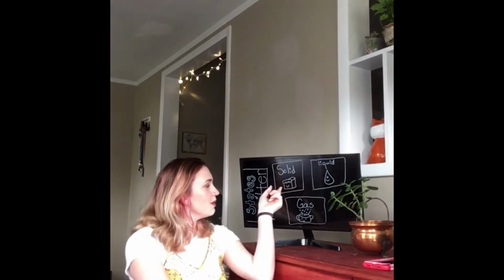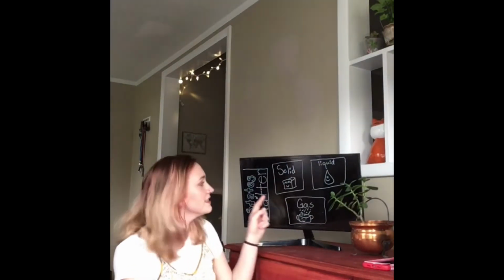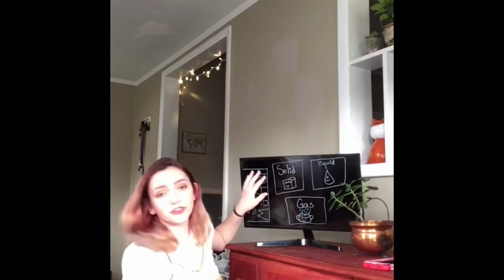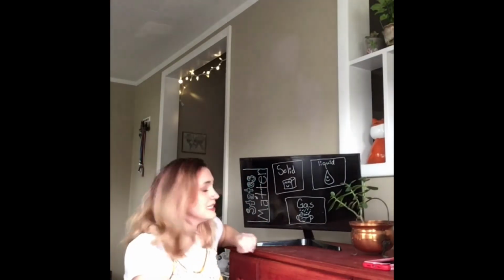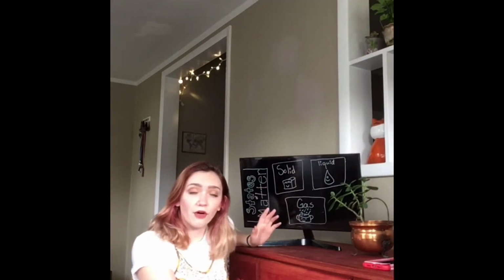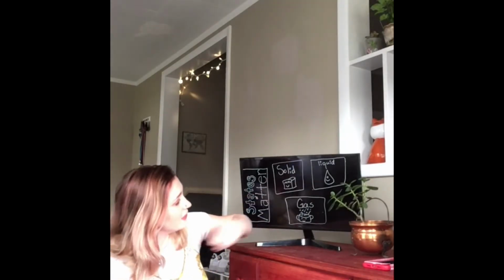I tried to draw some little pictures up here to help you guys visualize what these might look like. If you're talking about a solid, you might see something like ice or gravel. If you're talking about a liquid, it probably will look something like water or hydrogen peroxide, alcohol, some kind of liquid substance that takes the shape of any container that it's in.